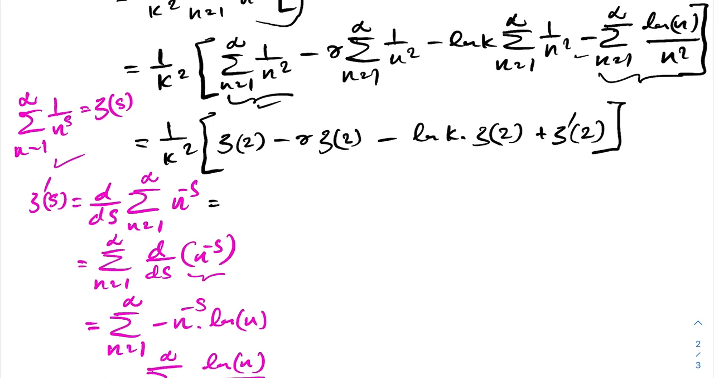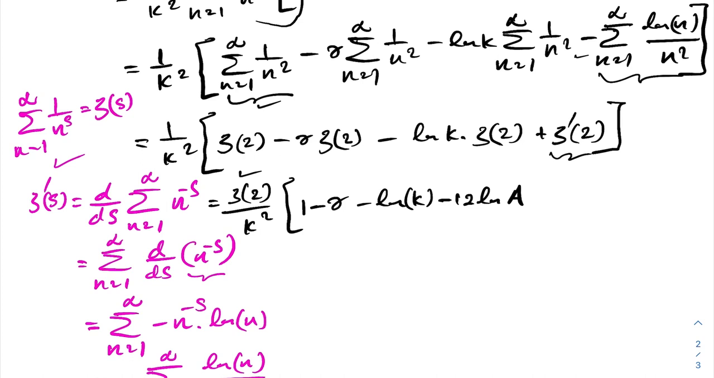Also at the same time I am going to take zeta of 2 as a common factor here, k square. So here 1 minus gamma minus natural log of k, then zeta dash of 2. In a previous video we also discussed the Glaisher-Kinkelin constant. So we know zeta dash of 2 is equal to zeta of 2 times, we took zeta of 2 as a common factor, therefore here 12 times natural log of A, the Glaisher-Kinkelin constant, plus gamma plus natural log of 2 pi. Okay, then we can simplify. Minus gamma plus gamma get cancelled.